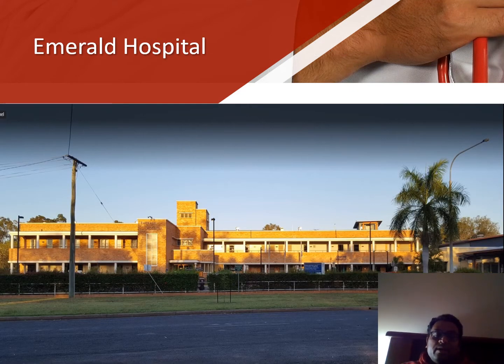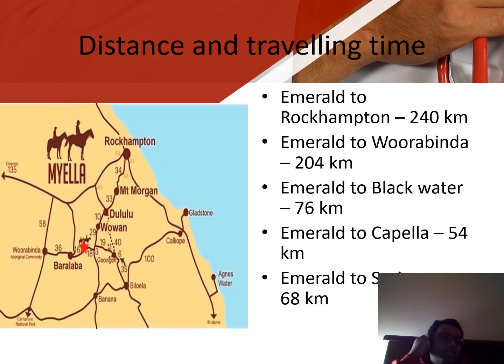This is the Emerald Hospital. This is the main hub, and a possible nurse practitioner is going to work from this hospital. There is a distance and a traveling time. You can see Emerald to Rockhampton is 240 kilometers, and Rockhampton has the only acute mental health inpatient unit and the older person's mental health inpatient unit.